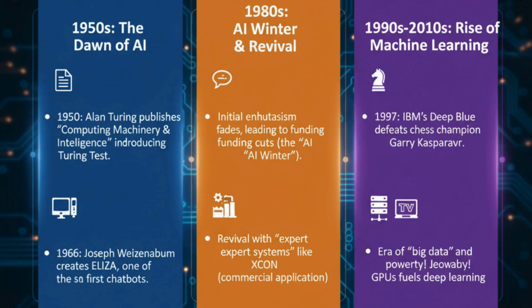This slide traces the evolution of AI across three major eras. We begin in the 1950s with Alan Turing's foundational work and the creation of Eliza, one of the earliest chatbots. The 1980s saw a slowdown known as the AI winter, but expert systems like XCON sparked a revival. Then, from the 1990s to 2010, machine learning took center stage, highlighted by IBM's Deep Blue defeating Garry Kasparov, and the rise of deep learning powered by big data and GPUs. Each phase laid the groundwork for today's intelligent systems.